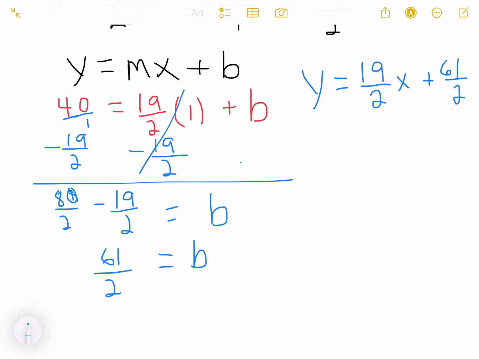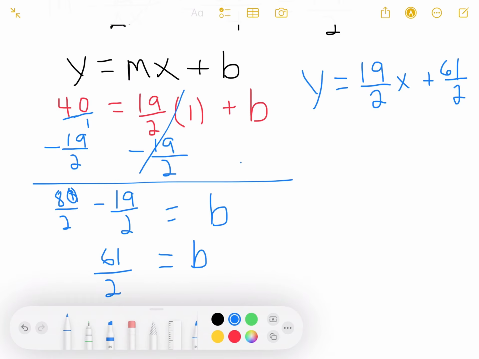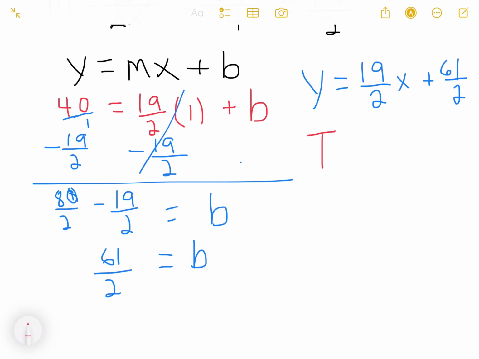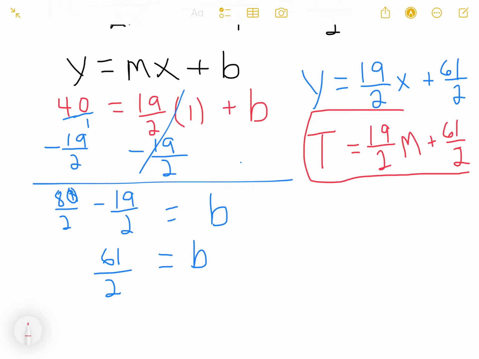But if I want to replace these with actual numbers that make sense, my temperature is my y-axis, so I might want to say T here, and then 19 over 2 again. You could write 9.5 if you want to. And x was my month, so I could say M, and then plus 61 over 2. When you get an answer in the book or wherever, your answer may not be exactly the same, and that's fine if it's pretty close. If it's 9.5 and you got 9 or 10, that's pretty close.